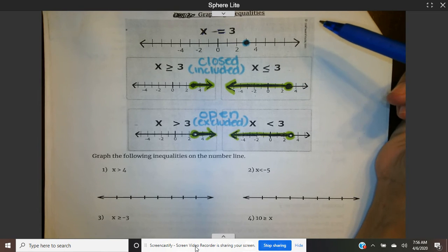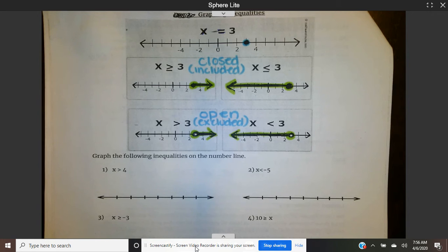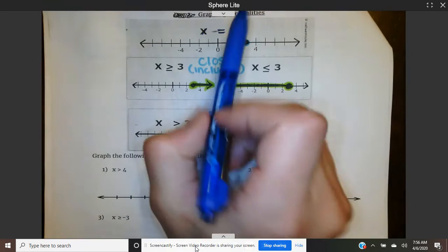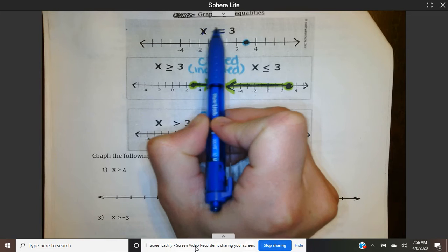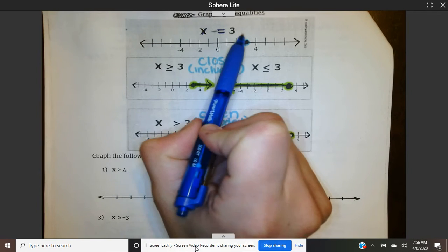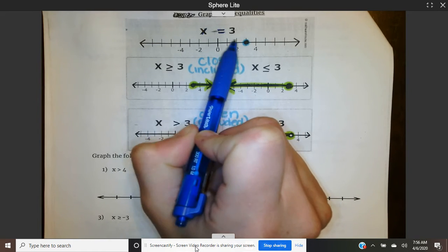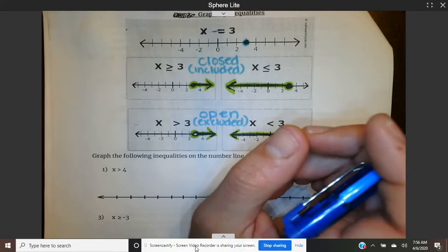number line. Okay, so what we talked about last week was that for the solution to an inequality, you're going to have a set of numbers. So for example, if x is equal to 3, that means that the solution is 3. It can't be anything else. It has to be 3.